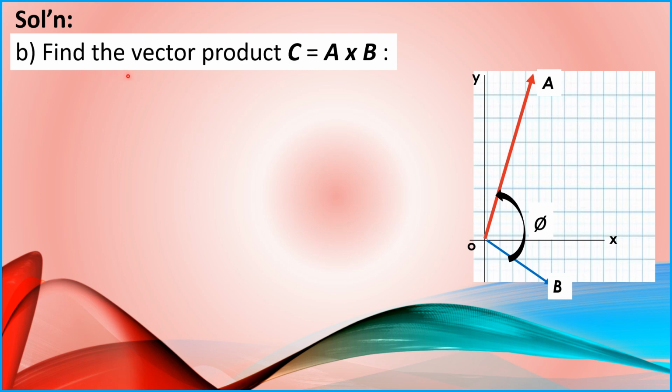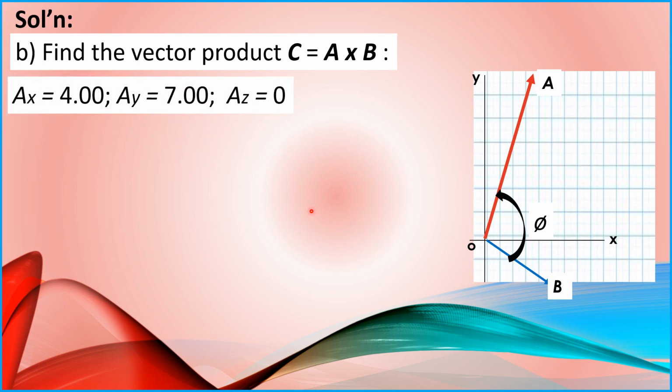In finding the vector product A cross B, labeled here as vector C, we use two methods. The first method is what we call the component method. One thing nice about the component method, we actually don't need to know the angle between the two vectors, right? So, how do we do the component method? We first specify each of the magnitudes of the x, the y, and the z component of each vector.